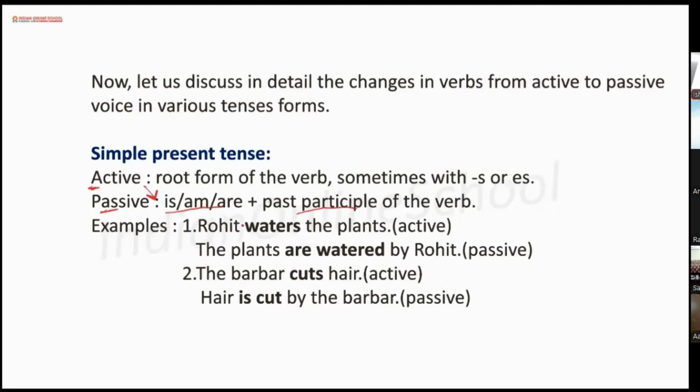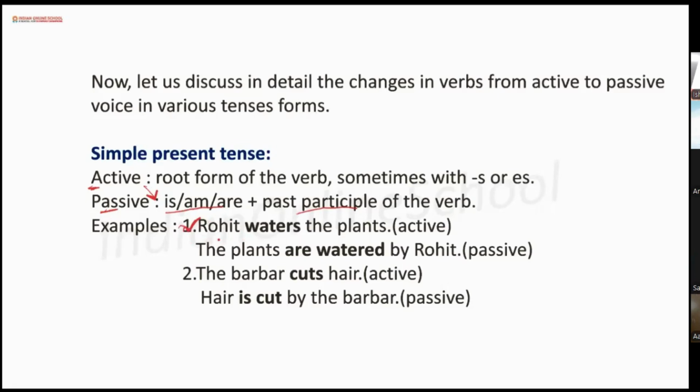Very good. Now, Pranvi, can you read this sentence for me? The first one. Pranvi, are you there? Yes. Can you read this sentence for me? The first one, number one.